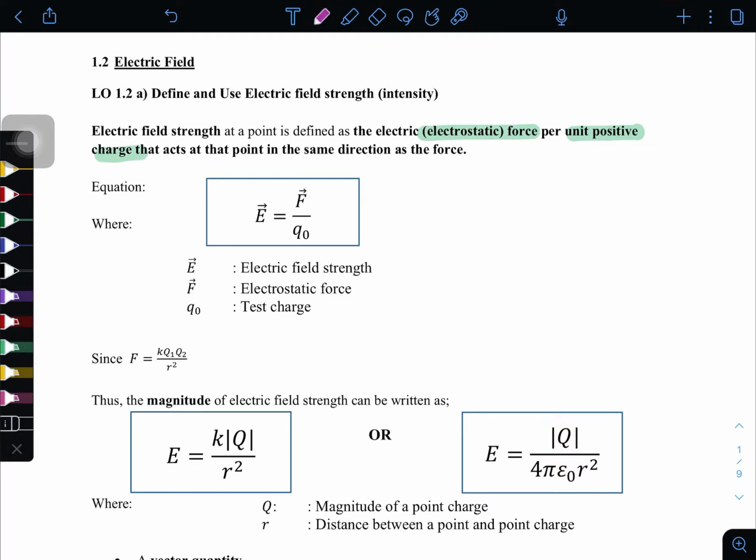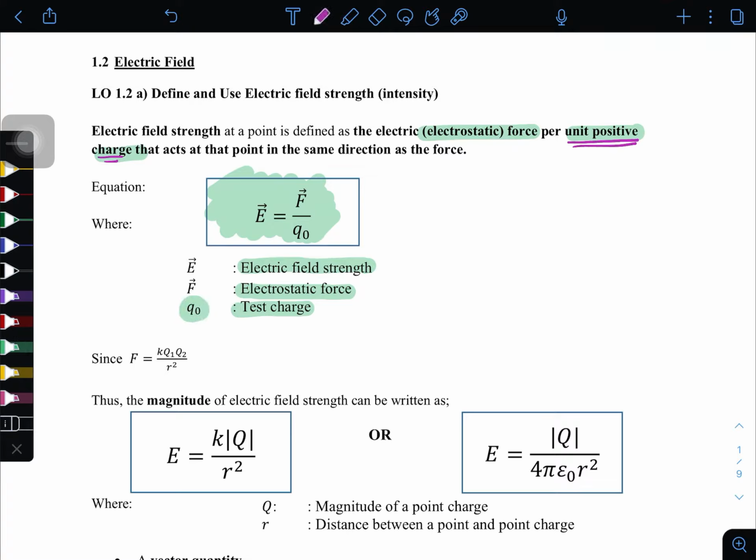Okay, so if you look here, it is positive charge that acts at the point in the same direction as the force. Or in other words, E, the symbol for electric field, is equal to electric force per unit positive test charge. So E is the electric field strength, F is the electrostatic force or electric force, and Q is a test charge. So if you look here, it uses Q0.